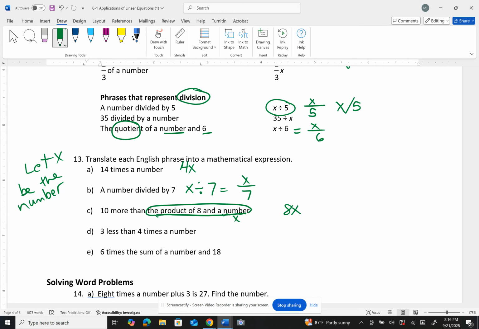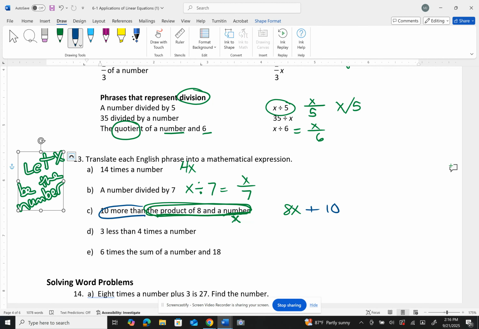So let's please try this approach. It really helps. Start with where the variable is referred to. Now back up and do the product of 8 and a number. And now I'm going to do 10 more than that. So that would be adding 10 to it. Okay.